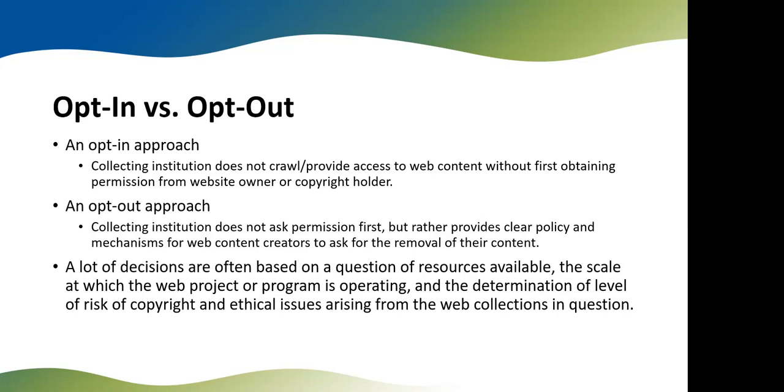The primary options being either opt-in or opt-out approaches. An opt-in approach is where a collecting institution doesn't crawl or provide access to web content without first obtaining permission from the website owner or copyright holder. Whereas an opt-out approach is where they do not ask permission first, but rather provide a very clear policy on their website and mechanisms for web content creators to ask for the removal of their content if they don't want it up there. A lot of decisions are based on a question of resources that are available, the scale at which the web project or program is operating, and the determination of level of risk of copyright and ethical issues arising from web collections in question.